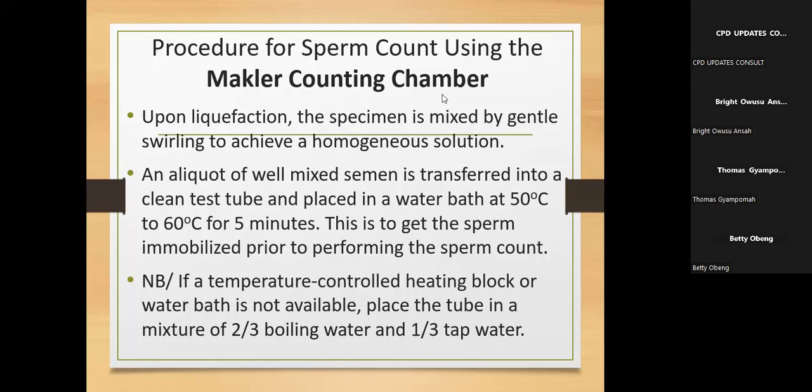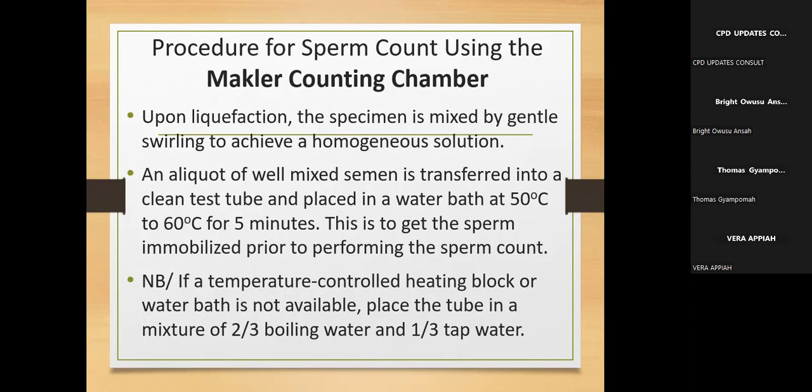So if you take boiling water, 2 parts of it, which could be 2 cups, then the other 1 cup, you add ordinary tap water to it. You are going to get a temperature around 60 degrees. You can try that in your lab. And that is what you're going to use as your water bath. All right. So now you have a test tube into which you are putting a little amount of the semen sample, and then you put it in there for just 5 minutes. If you put it there for 5 minutes, all the cells will have died. So that's the first step in doing your macro chamber.